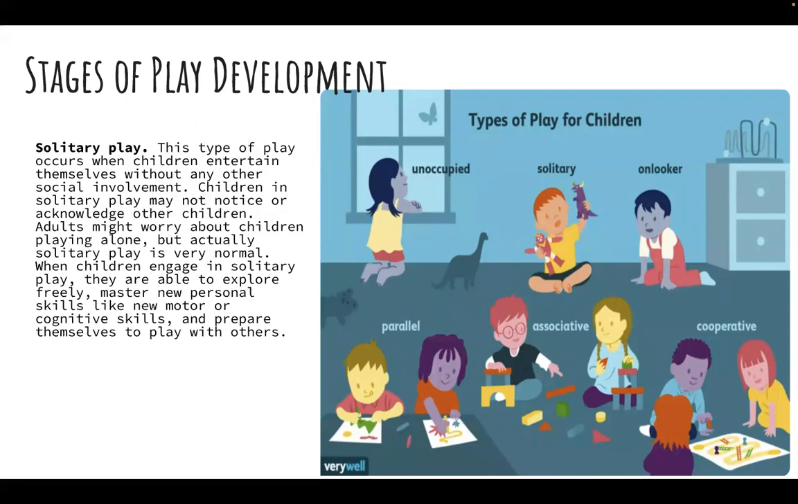Solitary play, they entertain themselves without any social involvement. Like they don't need someone else to help them. And this is normal of a student.